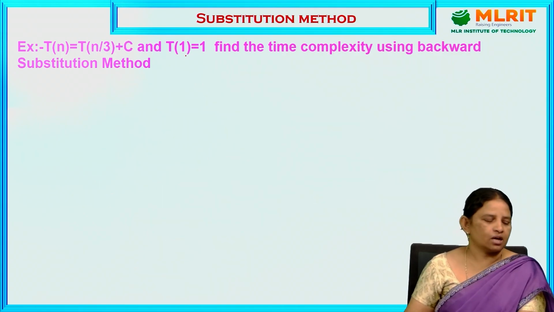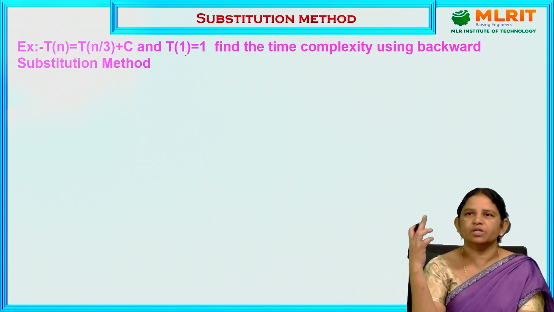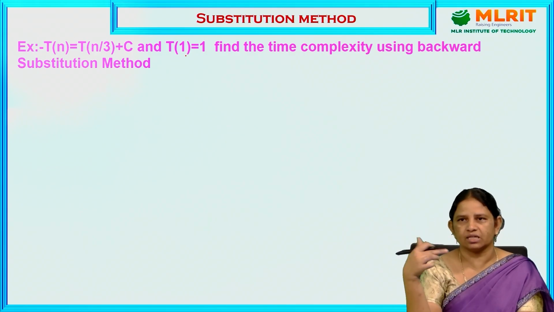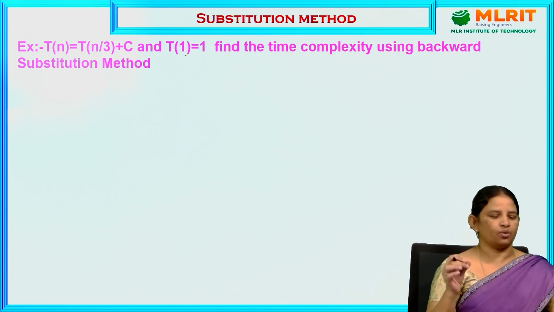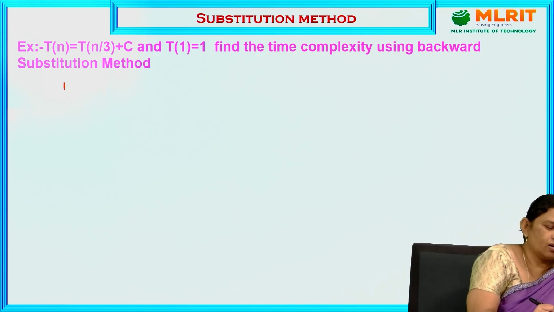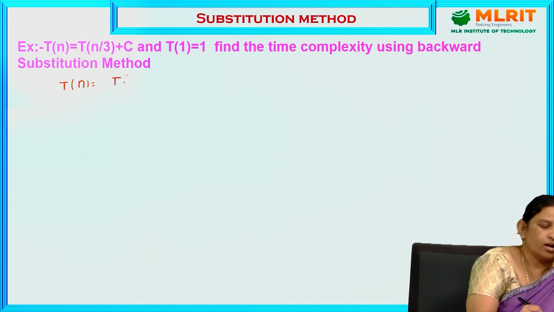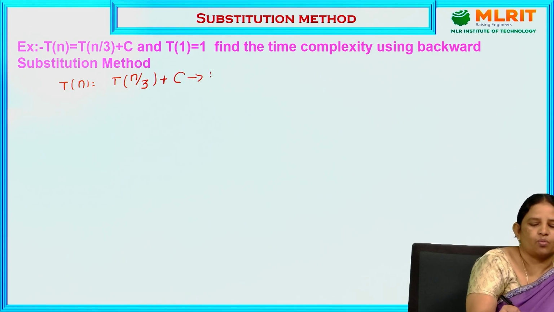Consider one more example. Find the time complexity using the backward substitution method. What is the substitution method? It means repeatedly you have to substitute until the sum equation has to be derived. So write T of n equal to T of n by 3 plus c. That is equation number 1.